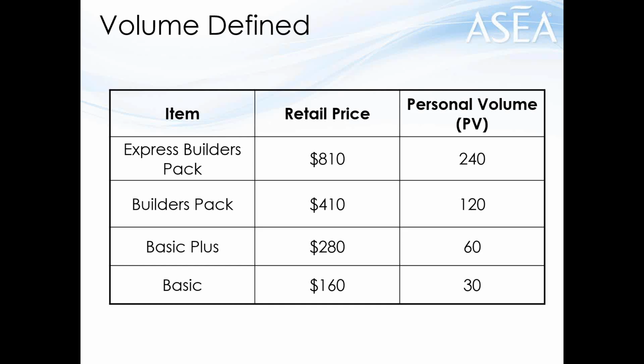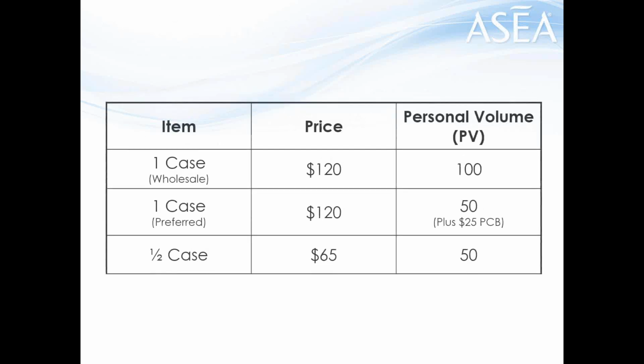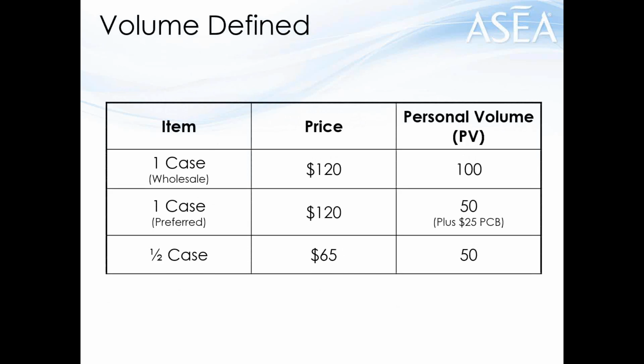When someone signs up for the basic package, gets one case of ASEA with the $40 associate kit, 30-point volume gets put into the team commission portion of the plan. The basic plus, which is 2 cases for $280, puts 60. The 410 4-case package puts 120, and the 810 8-case package puts 240. Now, if you're just purchasing product wholesale, okay, for 120 for 1 case, 100 gets put in the plan.